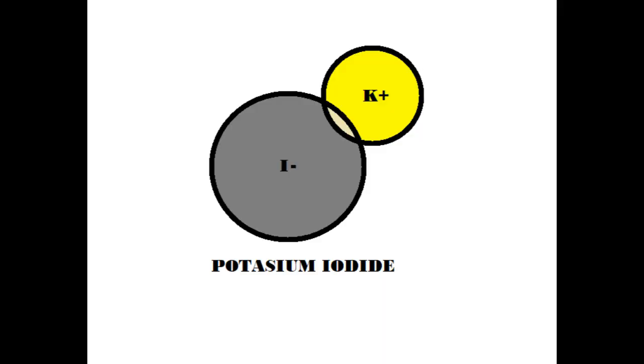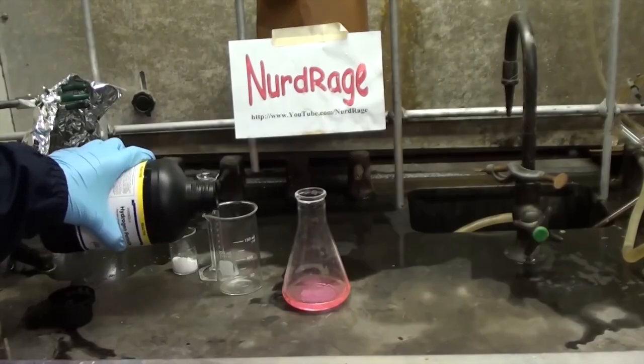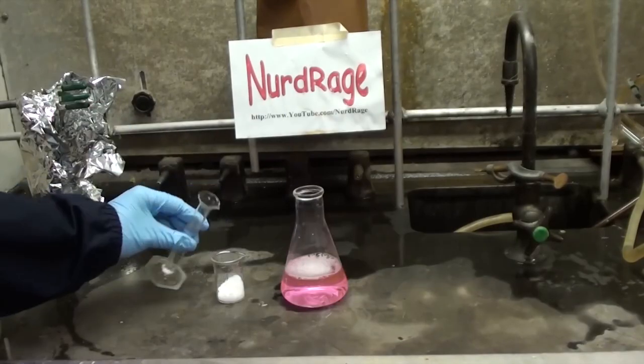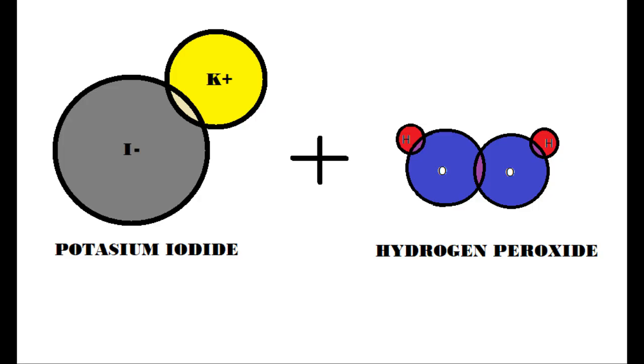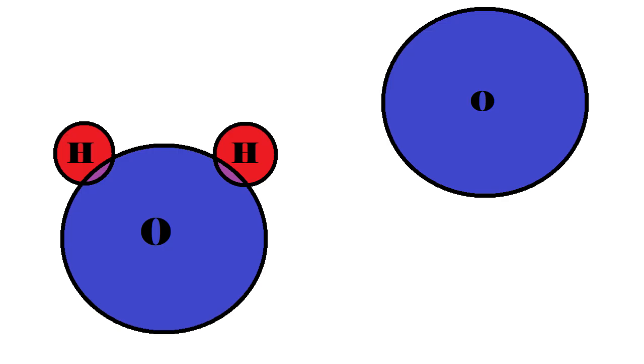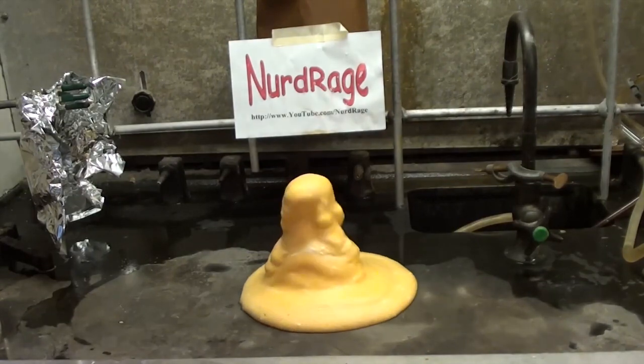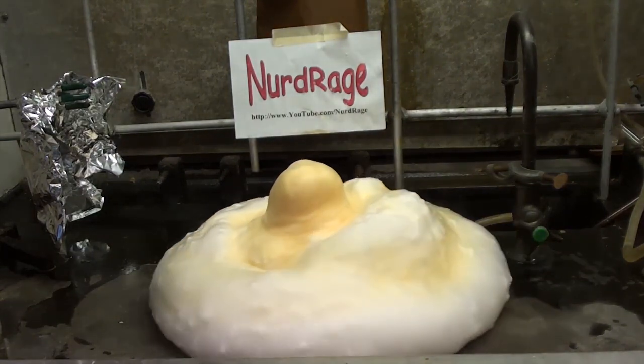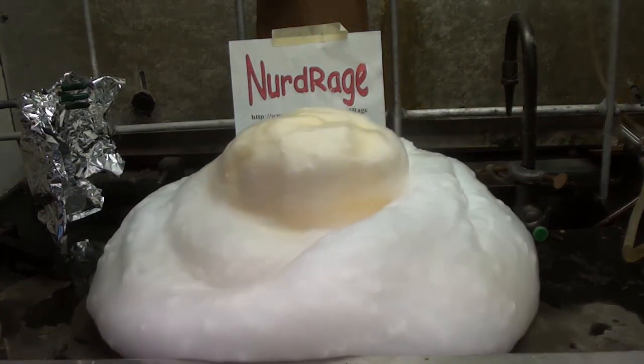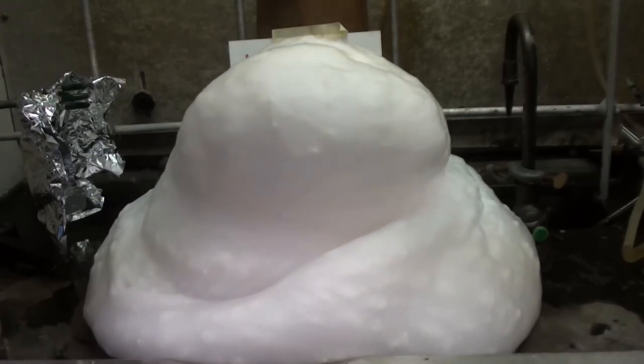Potassium iodide is made up of a positively charged potassium and a negatively charged iodine. When we mix hydrogen peroxide molecules with potassium iodide molecules, the different charges push on the oxygen molecule in the peroxide. This causes the hydrogen peroxide to rapidly decompose into water and oxygen gas. As oxygen gas is released, it gets trapped in the dish soap molecules, creating a large volume of foam that looks like toothpaste erupting from a container.